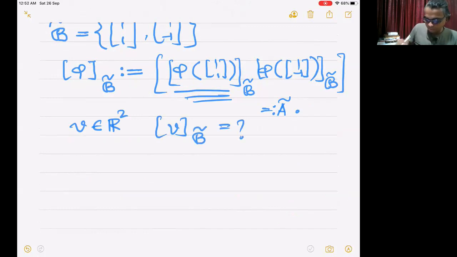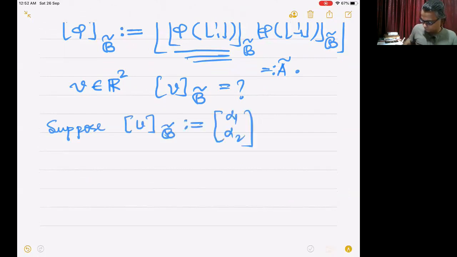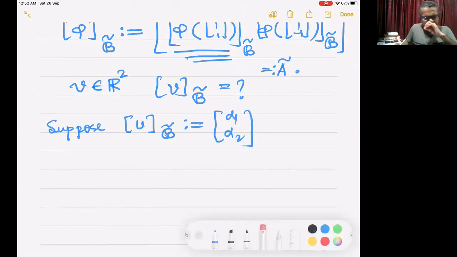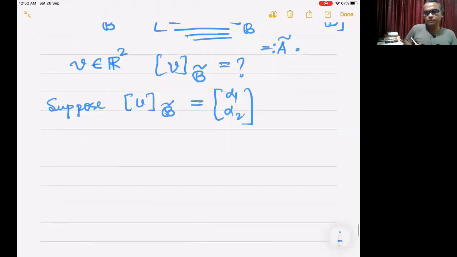So let us try and explore that. Suppose V in the new basis is alpha 1, alpha 2. How do I get alpha 1, alpha 2? What is the definition of alpha 1, alpha 2? By definition, V is alpha 1 times (1,1) plus alpha 2 times (1,-1), the linear combination.